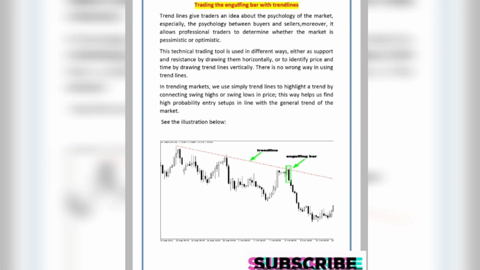Trading the engulfing bar with trend lines. Trend lines give traders an idea about the psychology of the market, especially the psychology between buyers and sellers. Moreover, it allows professional traders to determine whether the market is pessimistic or optimistic. This technical trading tool is used in different ways, either as support and resistance by drawing them horizontally, or to identify price and time by drawing trend lines vertically. There is no wrong way in using trend lines.